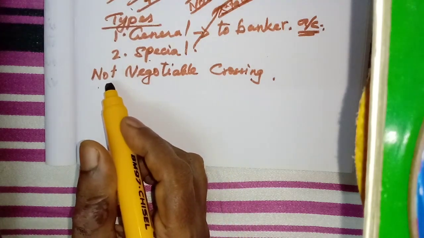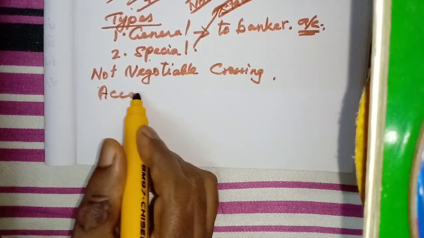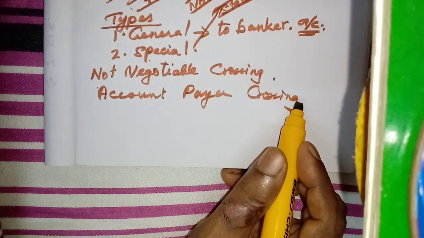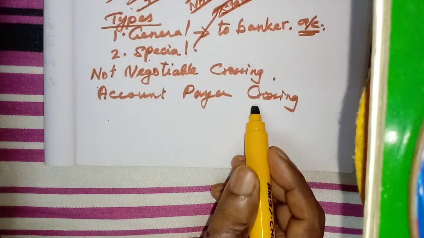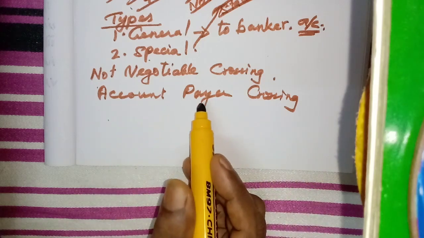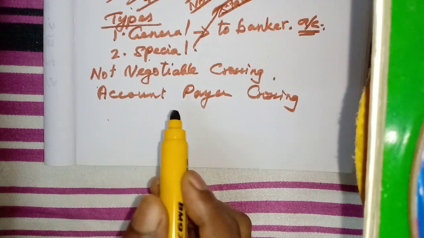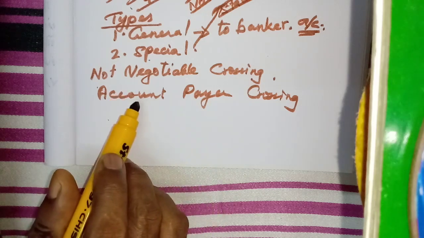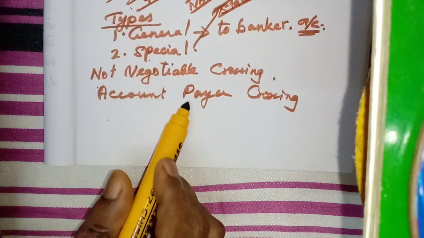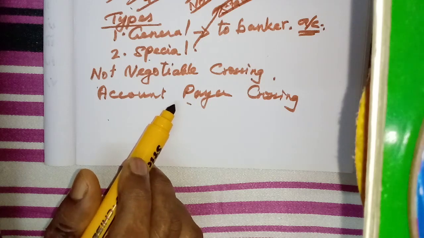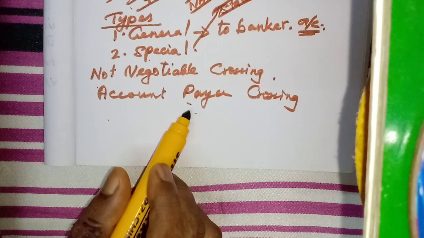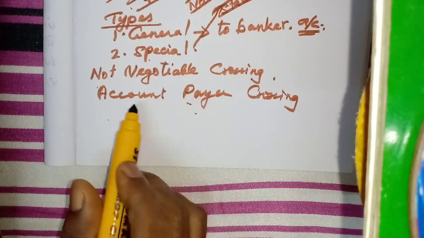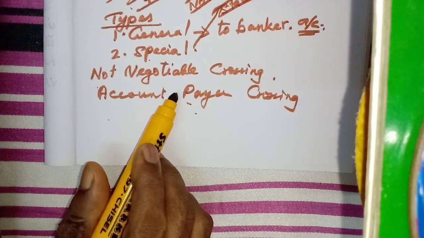Next one, account payee crossing. In this crossing they will write "account payee" or "payee's account". What is the meaning here? The amount will be given to the payee's account alone. That is the ordinary crossing itself, or the meaning is the same, account payee. That means only to the payee's account the amount will be credited. It may not be wrongly credited to anybody else's account. So the banker must be very particular about depositing the money only to the payee's account. That is called account payee crossing.